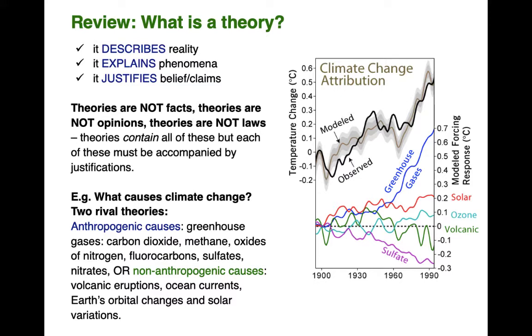Review also this. What is a theory? Theories aim to do three things. They describe reality, they explain phenomena, appearances, what we observe, and they justify beliefs or claims about the world. Theories aren't facts, they're not opinions, they're not laws. They contain all of these, but each of these must be accompanied by justifications.